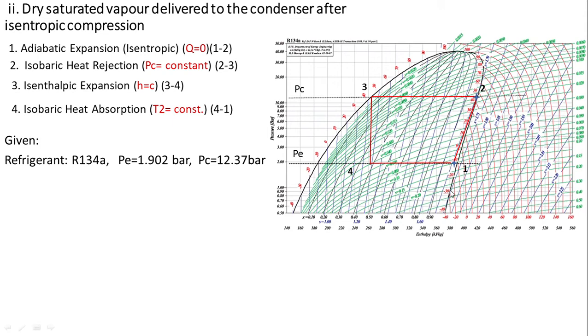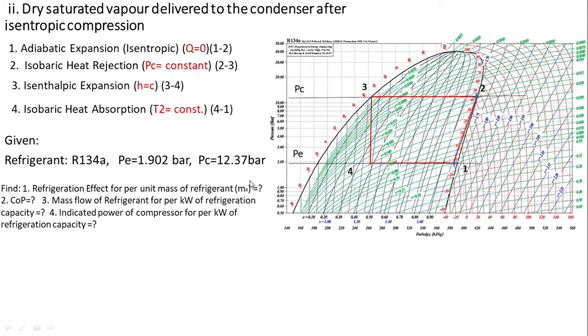Okay, so if you know these 4 processes, you can find out what you have to find out. You have to find out the refrigeration effect per unit mass of refrigerant, and you have to find out the COP for that. Third, you have to find out the mass flow rate of refrigerant per kilowatt of refrigeration capacity, and the indicated power of the compressor per kilowatt of refrigeration capacity. So these 4 quantities you have to find out.